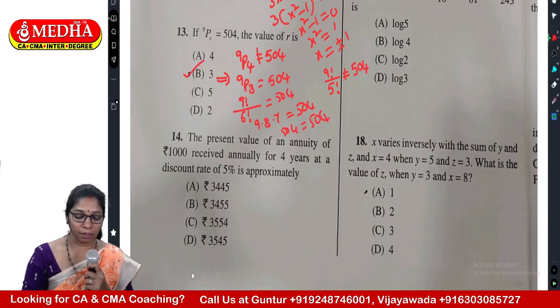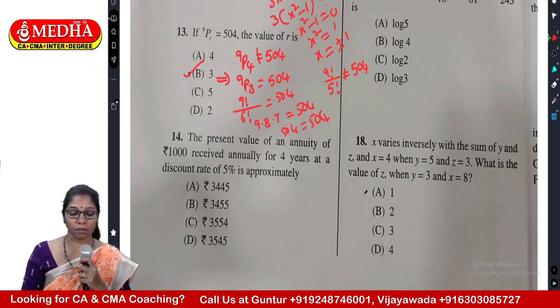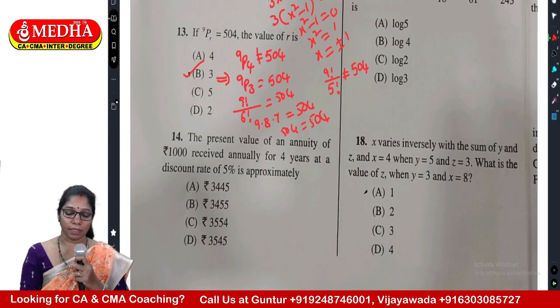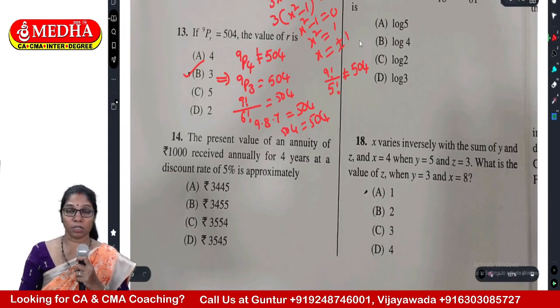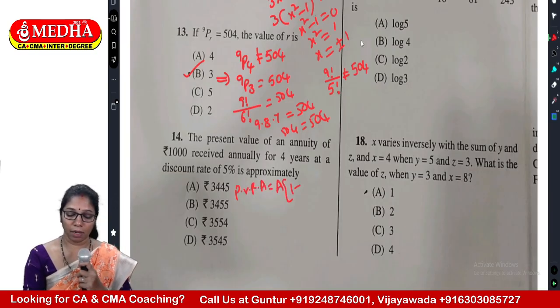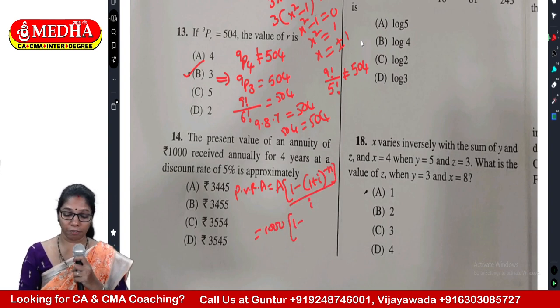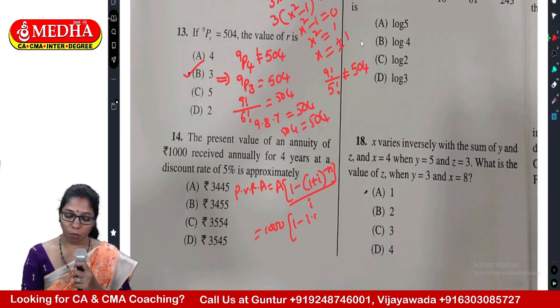Option B. Next question number 14, the present value of an annuity of 1000 received annually for 4 years at a discount rate of 5% approximately. They asked the present value of annuity, installment is 1000 rupees. So present value of annuity is equal to A into 1 minus 1 plus i whole power minus n by i. Here installment is 1000 rupees, rate of interest is 5%, that is 1.05 whole power minus 4 by 0.05.